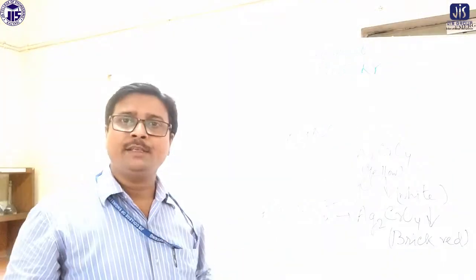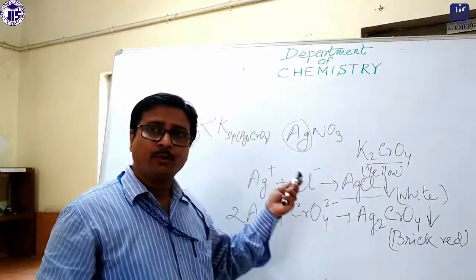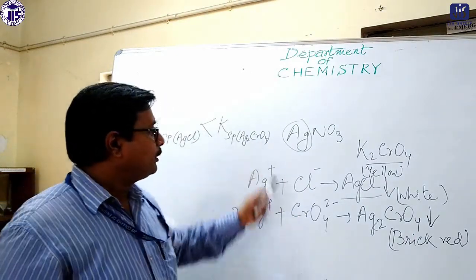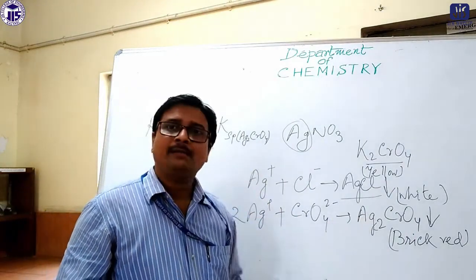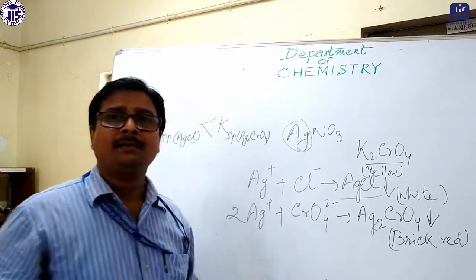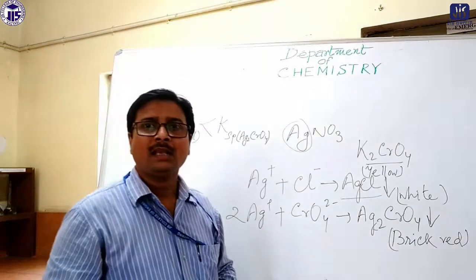Understood? So that is a very important thing. Because of the solubility product, we get silver chromate at the end. Okay, so this is the theoretical part.